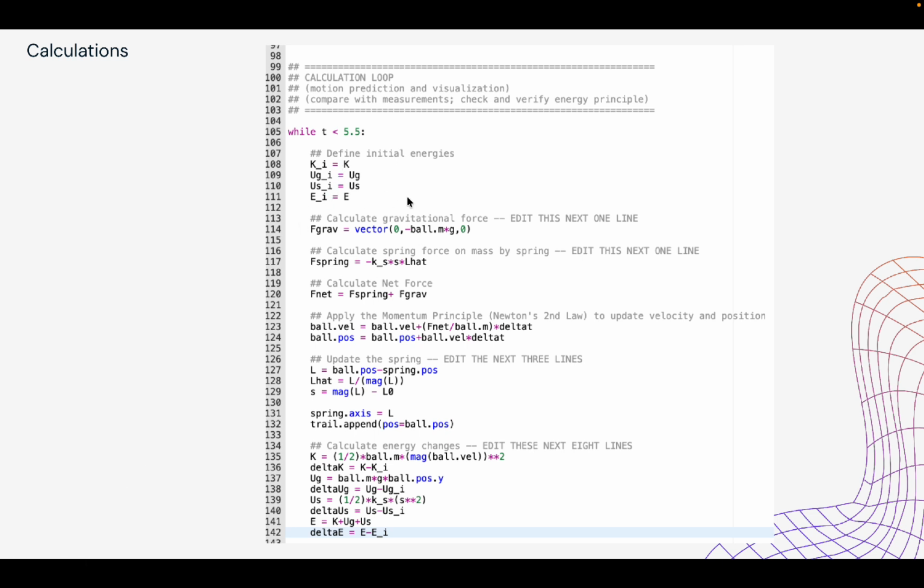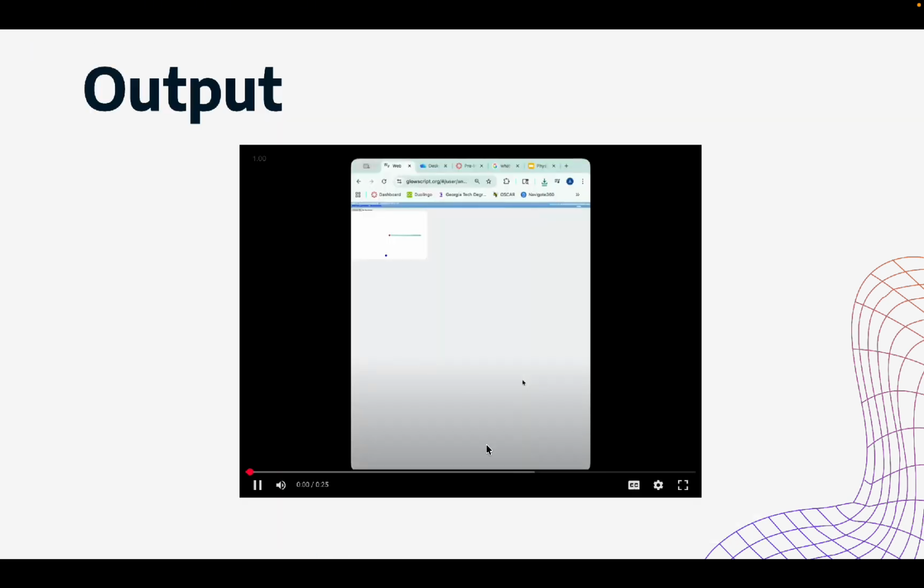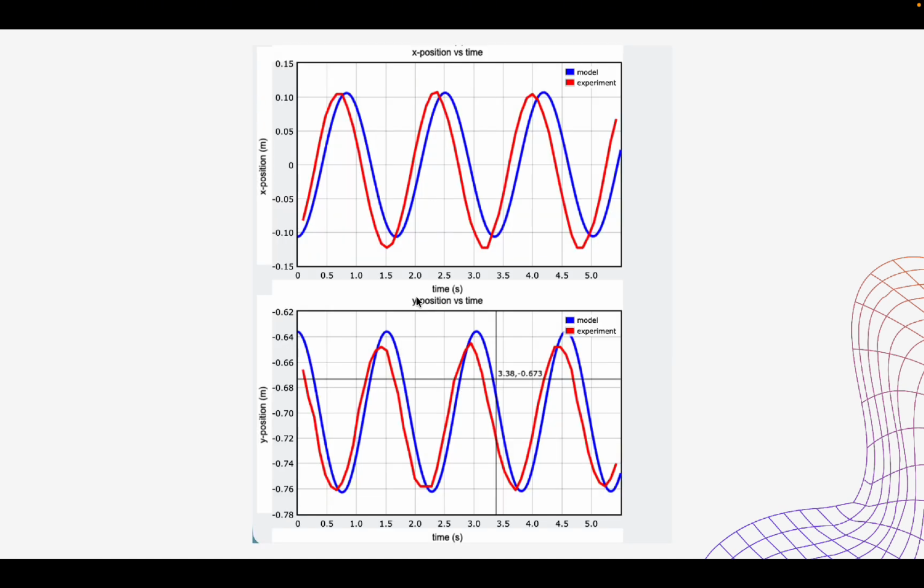Calculations, so this is basically the different forces, force of gravity, force of spring, F net we already know, F spring plus F grav, momentum principle, F equals ma, we updated the velocity, we updated the spring, and then we calculated the energy changes. So delta E, this is going to have to do with the energy principle. This was what the output kind of looked like. Very cool, very similar.